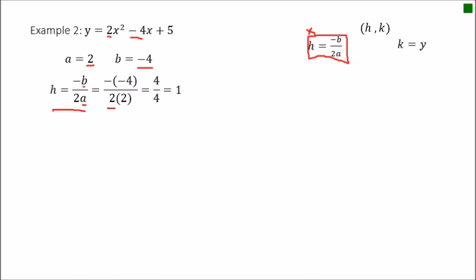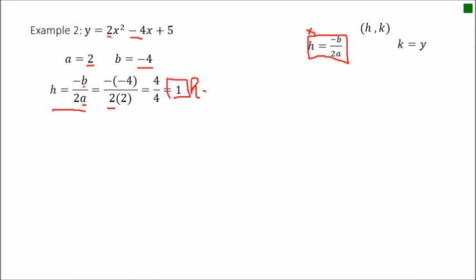Then, simplify, negative times negative 4 ay positive 4. Over 2 times 2 ay positive 4 din. And then, 4 divided by 4 ay 1. So, ang h mo ay 1.